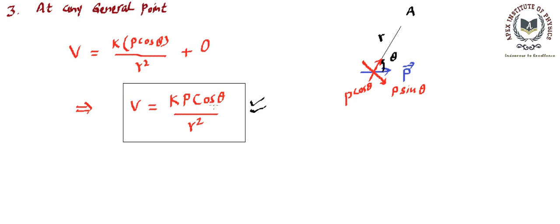So in this video we have understood the electric potential because of an electric dipole at different locations. So this formula will talk about this entire result.